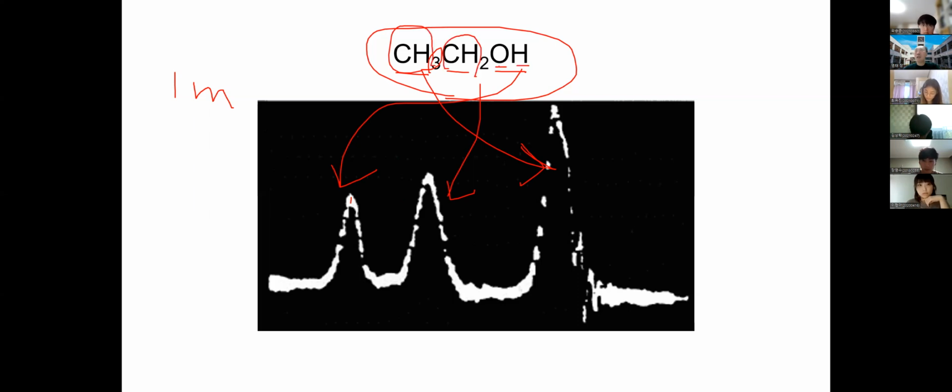Now, this proton is near an electronegative atom, so this electron is withdrawn by this oxygen. That's why this has a low electron environment. Relatively, this has a higher electron environment, and this is in the middle. That's why they show different signals. This means using NMR, it's possible to discriminate protons in different environments. That is the main discovery of NMR.